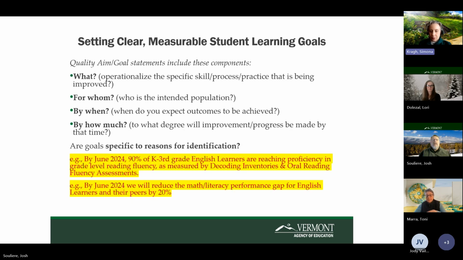So in the next slide, we see that we have the clear setting of goals. And you recall that setting clear, measurable student learning goals entails 4 basic criteria: what, for whom, by when, and by how much. So in this case, the highlighted example shows specific goals related to the data findings for English learners.